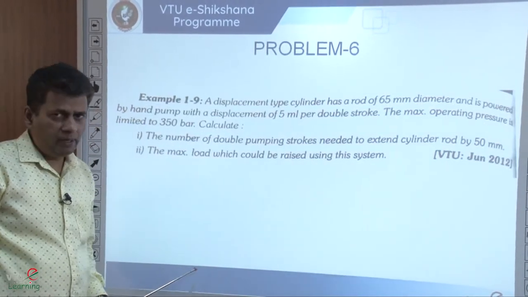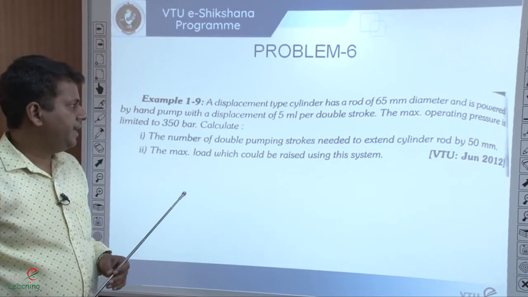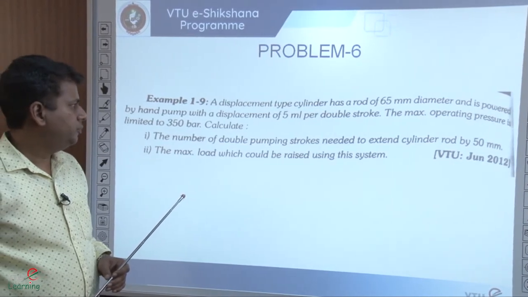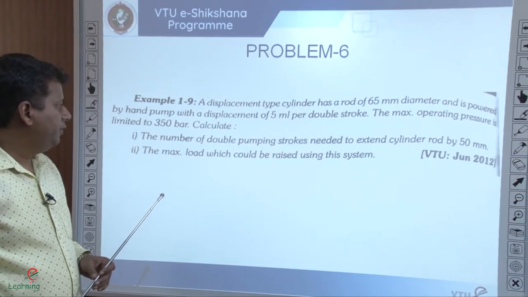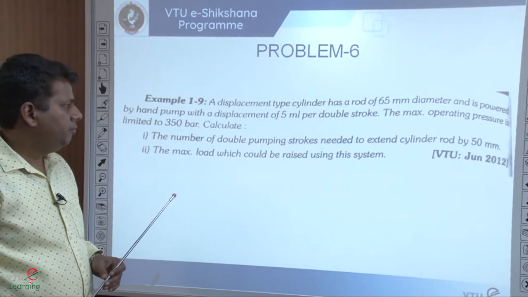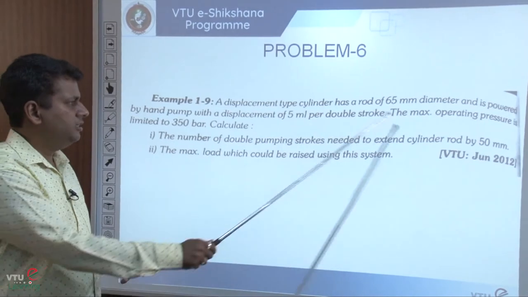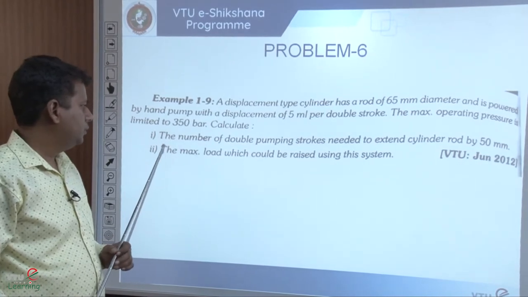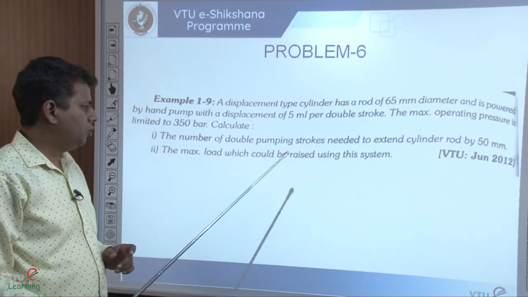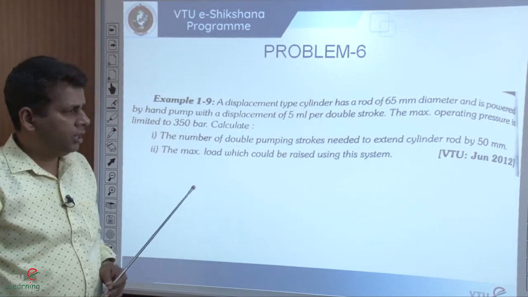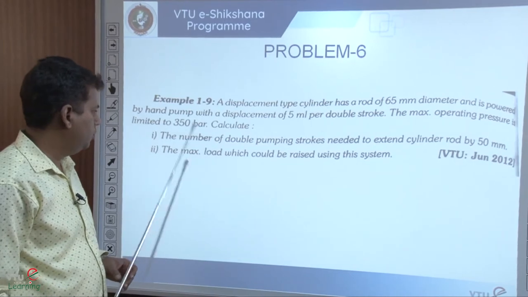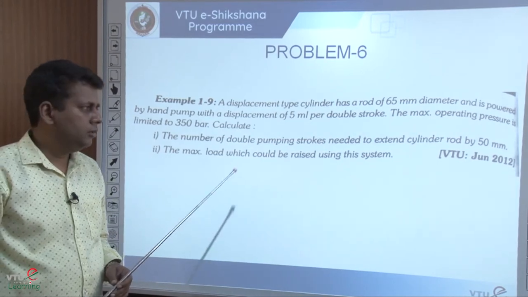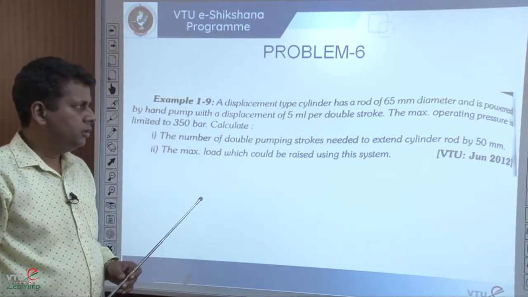We will read the statement of the problem. A displacement type cylinder has a rod diameter of 65 millimeter and is powered by a hand pump with a displacement of 5 ml per double stroke. The maximum operating pressure is limited to 350 bar. Calculate, number 1, the number of double pumping strokes needed to extend the cylinder rod by 50 millimeter. Number 2, the maximum load which could be raised using this system, right? So this is a problem related to the cylinder.